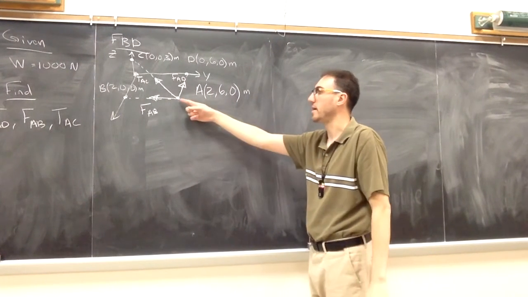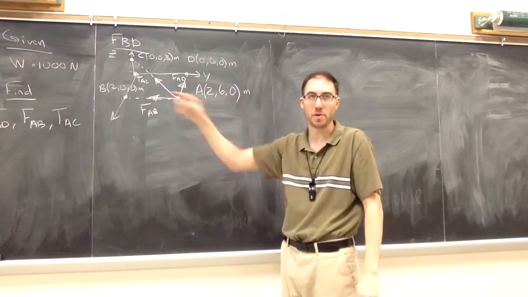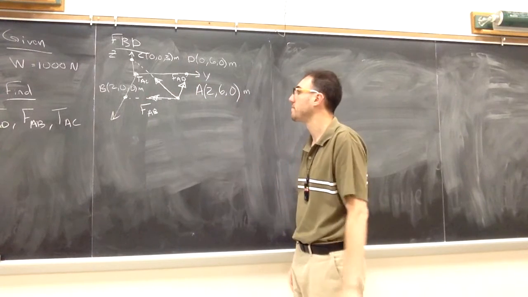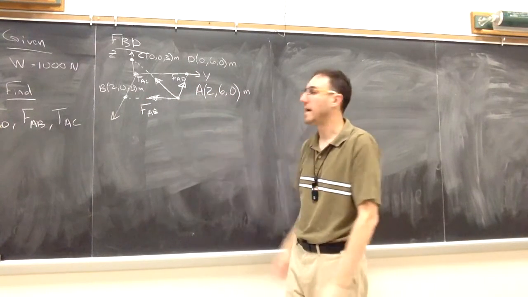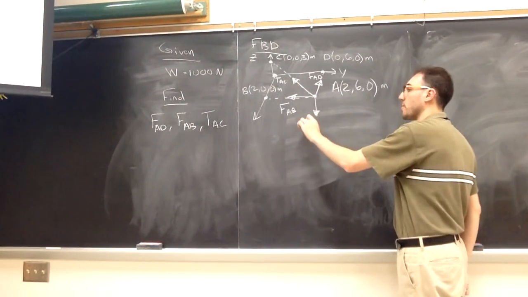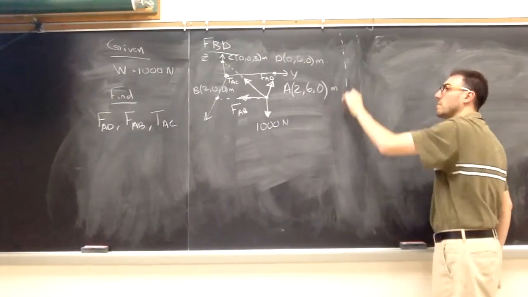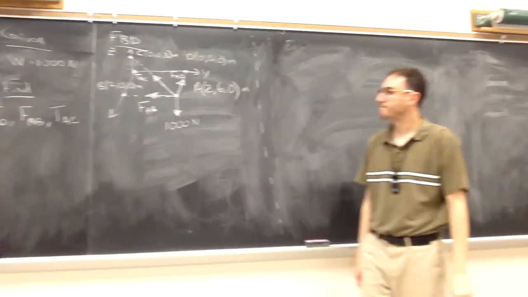Because they're all pointing, starting at the point A and pointing towards D or towards C or towards B, and not the opposite. And then I have one more force acting on point A, and that's going to be that weight force it's holding, which we were told is 1,000 newtons.